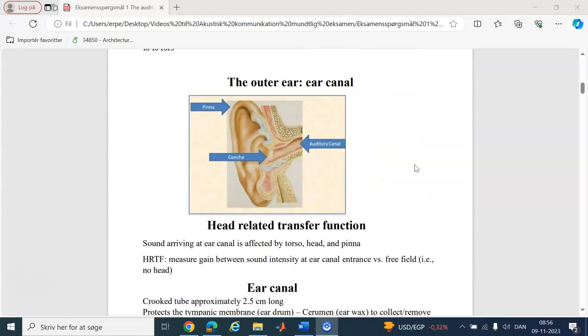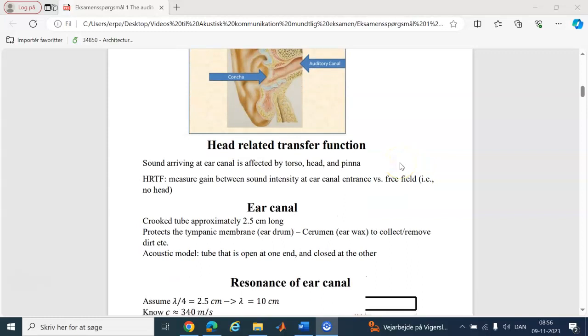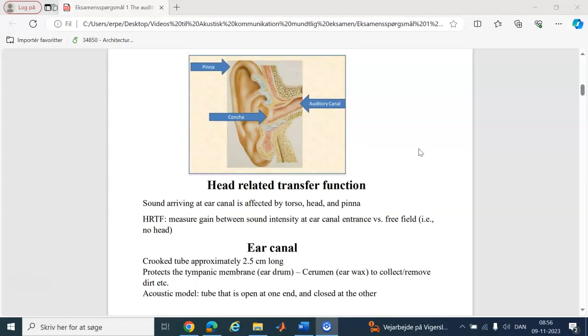So we have the outer ear, with the concha here, the pinna, and the auditory canal. Also a concept called the head-related transfer function. Sound arriving at the ear canal is affected by the torso, head, and pinna. This head-related transfer function is a gain between sound intensity at the ear canal entrance versus free field without any head. What will the head or the concha do?